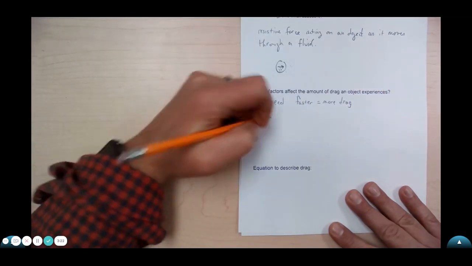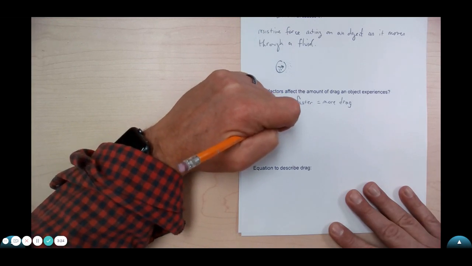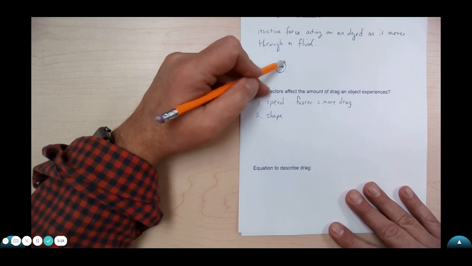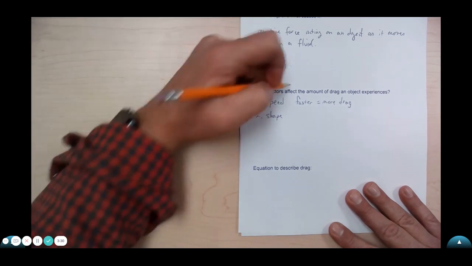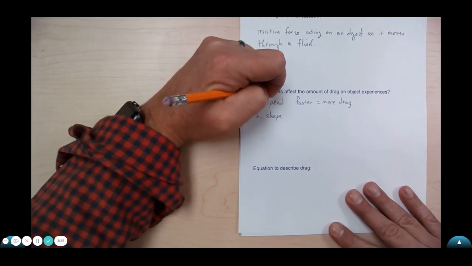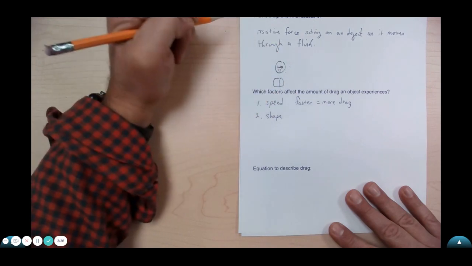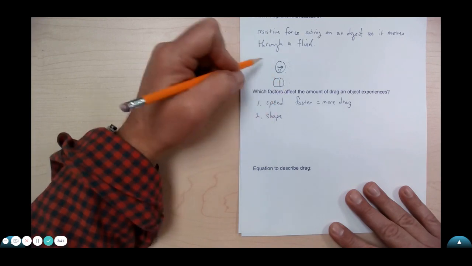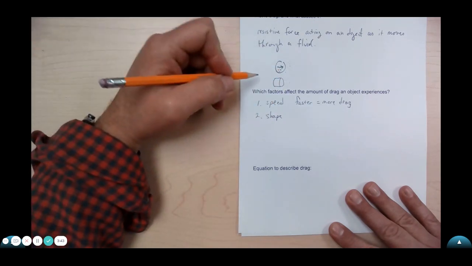Number two, the shape of the object. This has got kind of a rounded front surface. It's a ball. Well, what if this were like a coffee can, a cylinder that we're moving through the air? Well, this is actually going to experience a greater drag, assuming everything else is kind of held constant here.